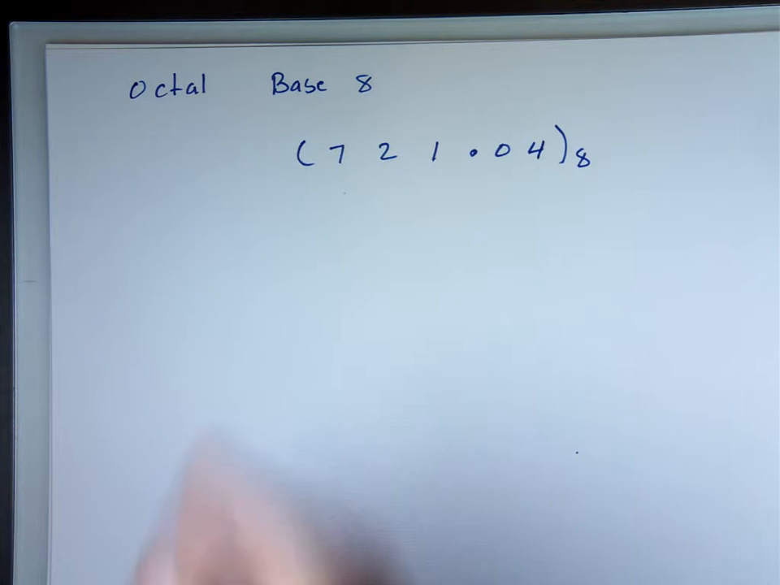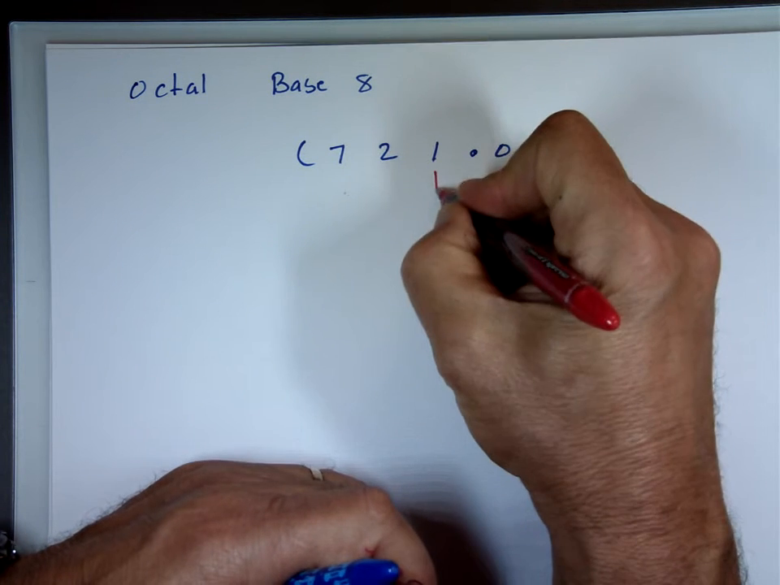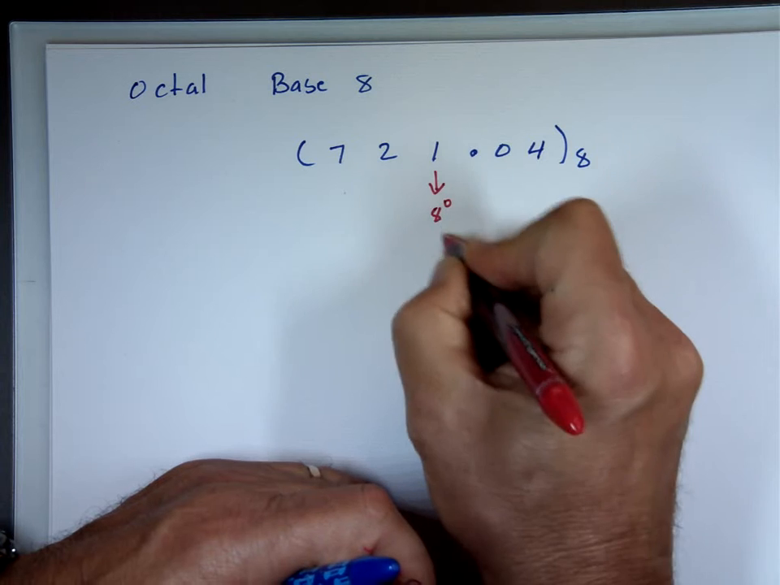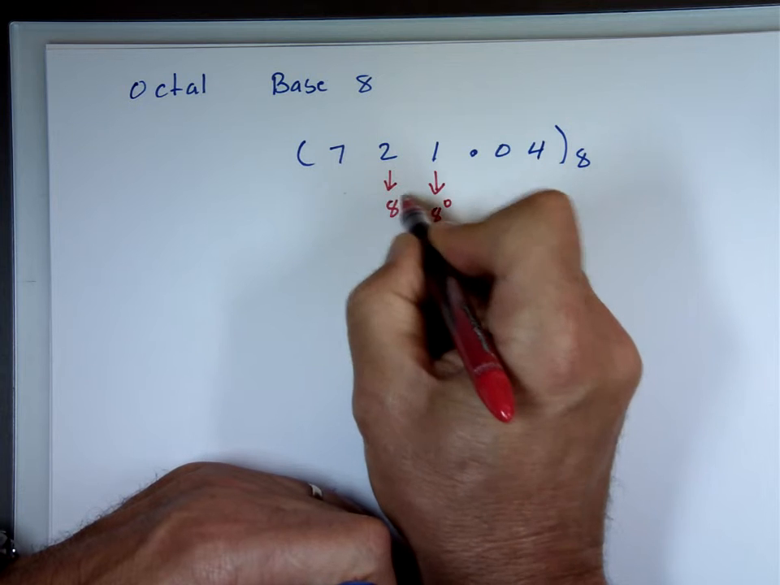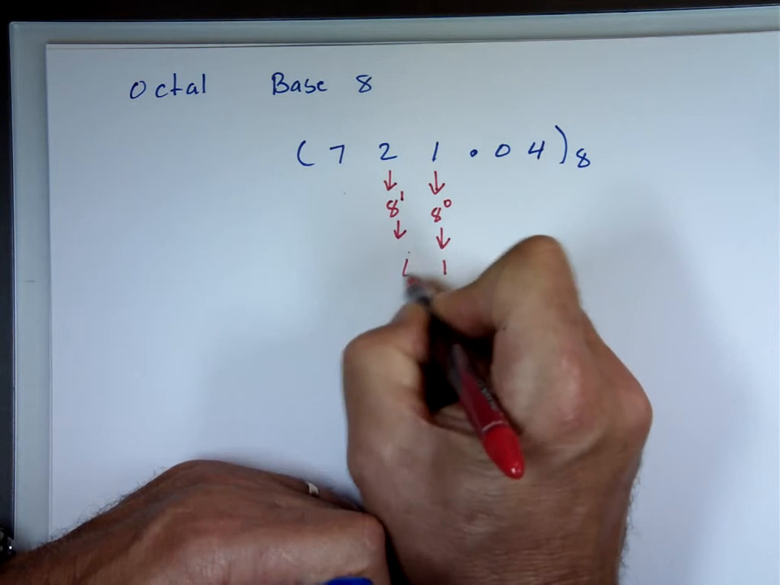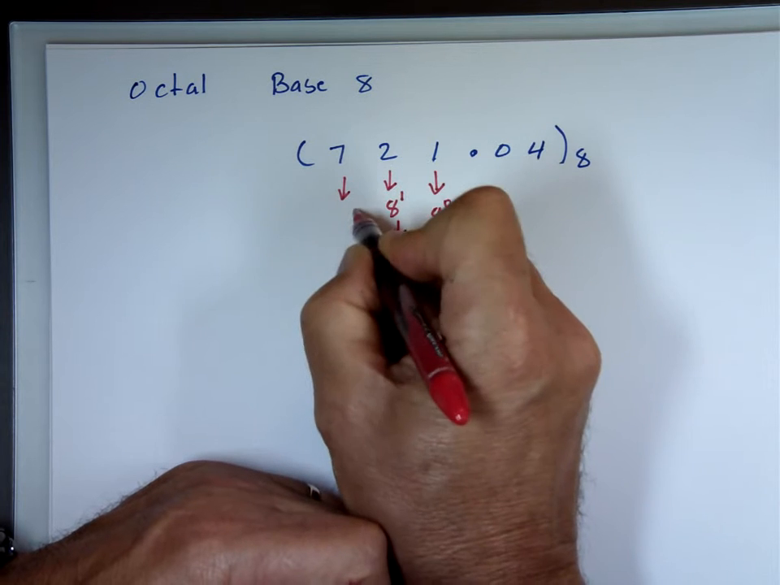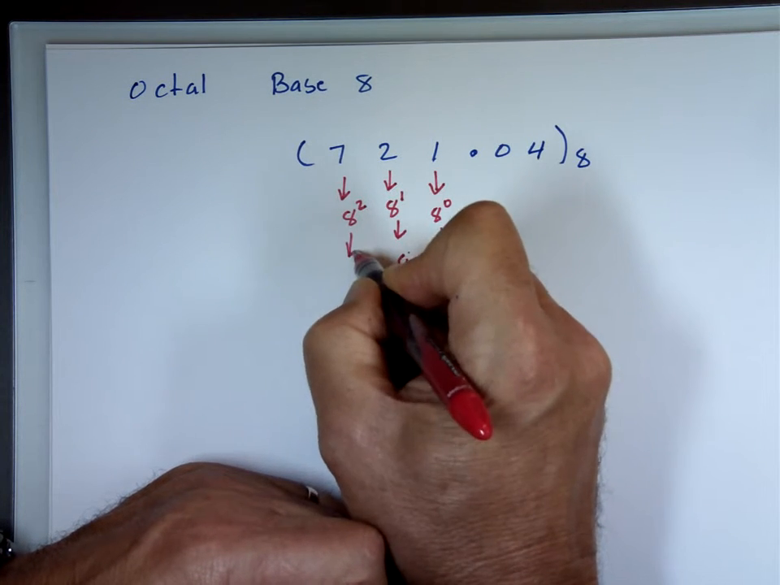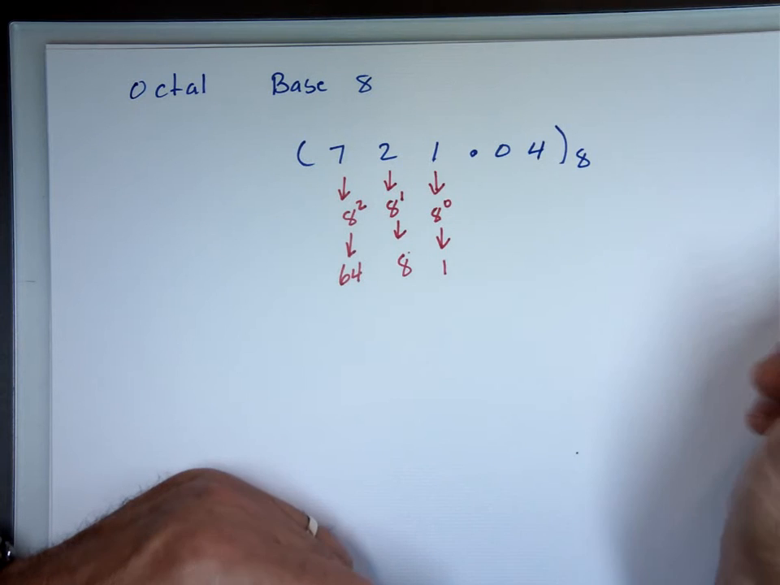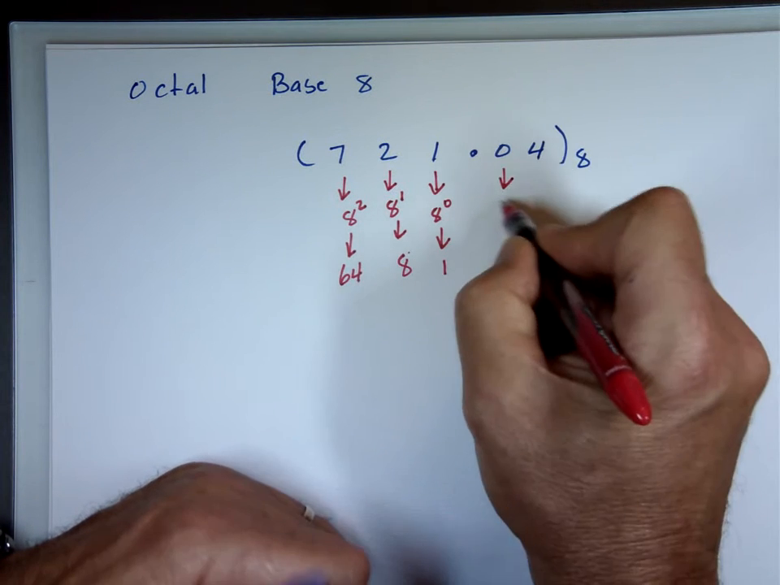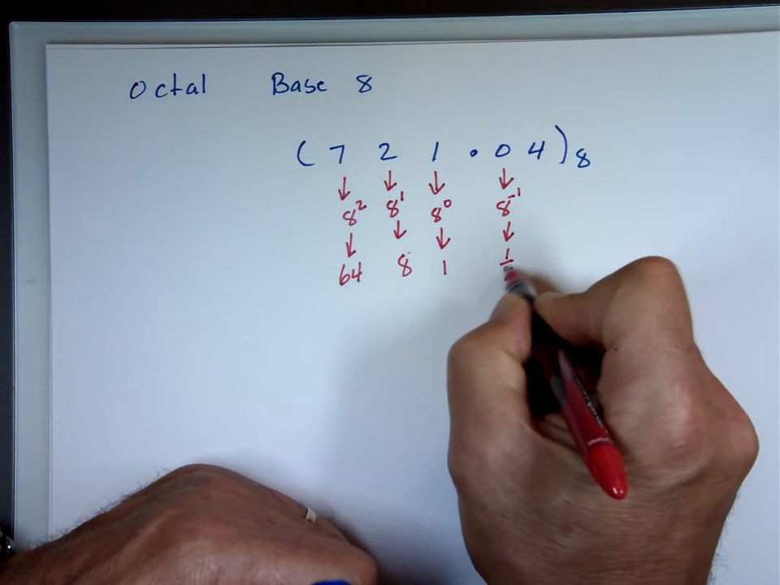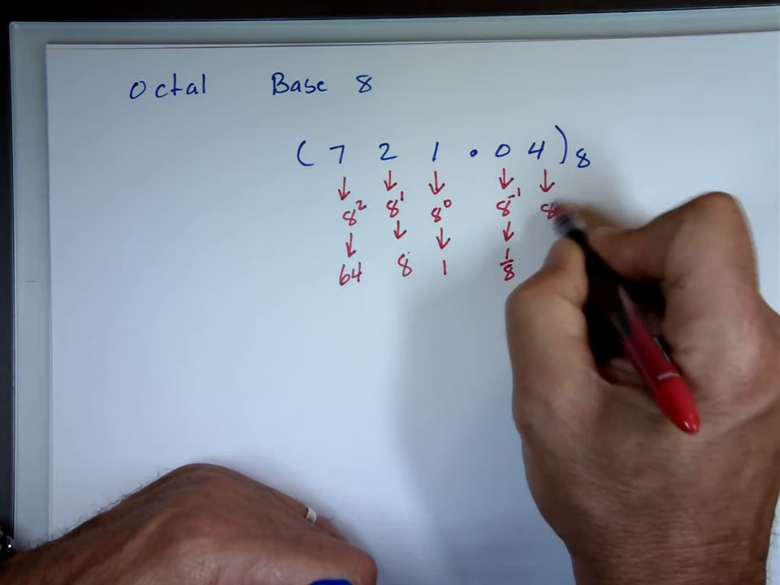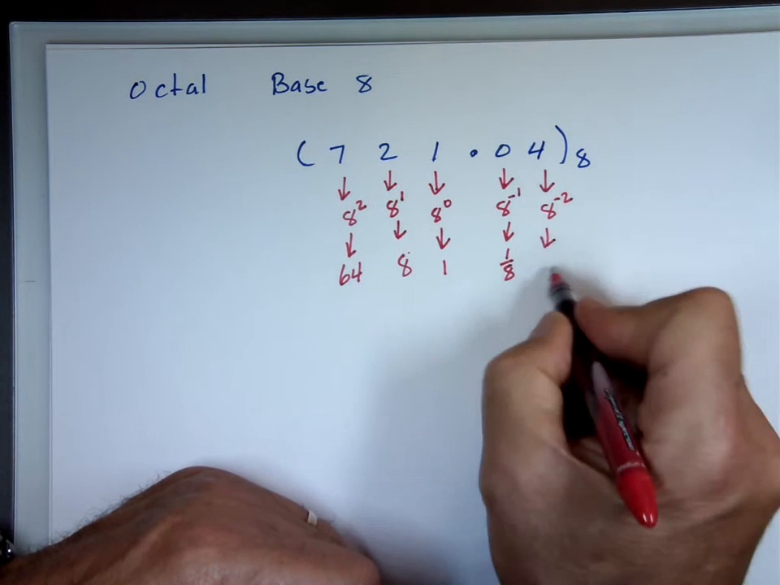To convert them from base 8 to base 10, again, this is octal. The weight of that is 8 to the 0, which is 1. The weight of this is 8 to the 1, which is 8. The weight of this is 8 squared, 8 times 8, which is 64. The weight of this, 8 to the minus 1, is 1/8. And the weight of this, 8 to the minus 2, is 1/64.